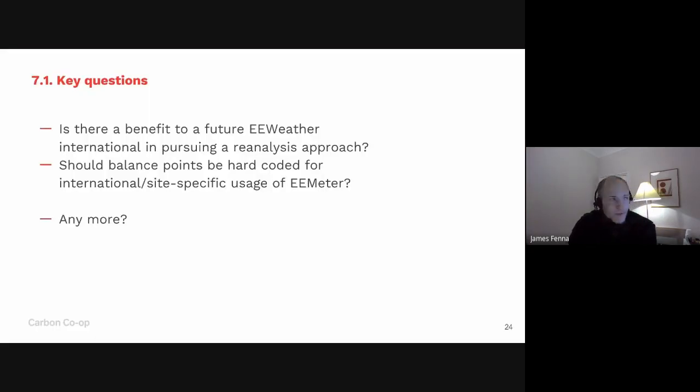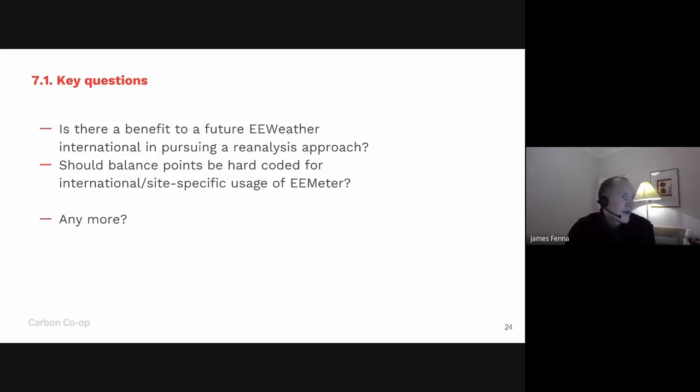So just to round up, we've got a couple of key questions that would be good to discuss today. First of all, is there a benefit to future EE Weather International in pursuing a reanalysis approach, principally from an accessibility perspective, for those sites that are either in different climate zones or much further from weather stations included in the NOAA database, or simply are excluded through existing data constraints on the NOAA weather database? For example, as I mentioned, potentially missing years for certain sites.